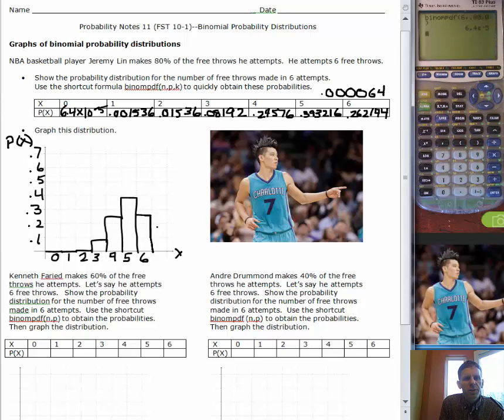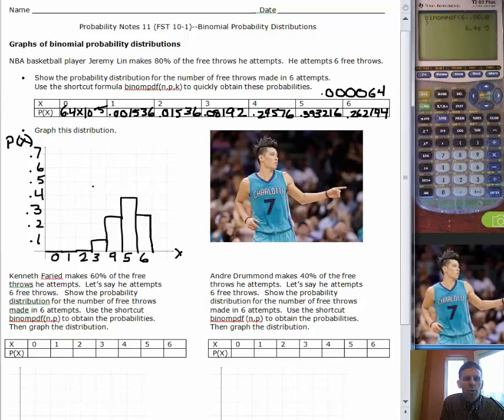So as we continue to look at the number of free throws he made and the probabilities of making these free throws, you'll notice for 0 free throws, very unlikely. For 1 free throw, less than a 1% chance that he only makes 1 free throw out of 6. For 2 free throws, only about a 1.5% chance that he makes only 2. Even 3 free throws, there's only an 8% chance that he only makes 3. The most likely events for Jeremy is that he either makes 4, 5, the most likely case, almost 40%, or 6.